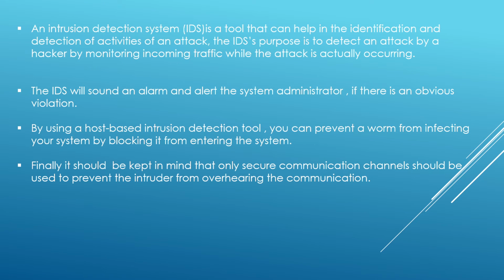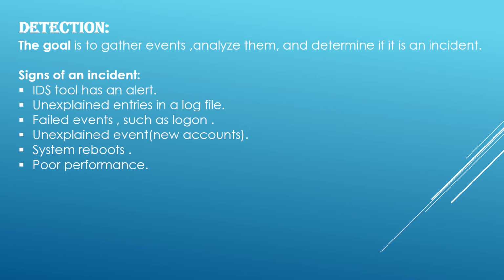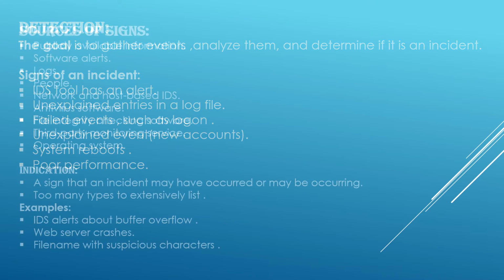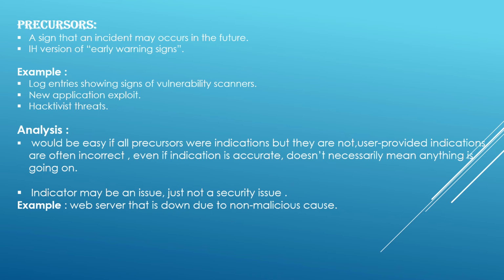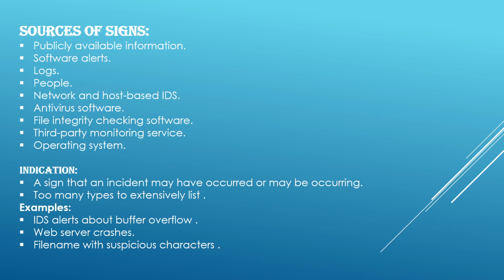Detection. The goal is to gather events, analyze them, and determine if an incident has occurred. Signs of an incident: an IDS tool alert, unexplained entries in a log file, failed events such as logon, unexplainable events, system reboot, poor performance. Sources of signs: publicly available information, software alerts, logs, people, networks, and host-based IDS, antivirus software and file integrity checking software, third-party monitoring service, operating system.